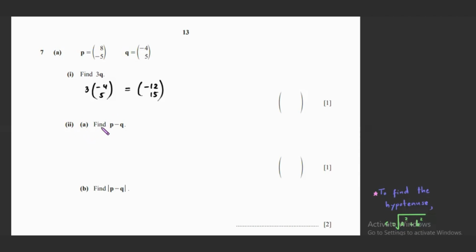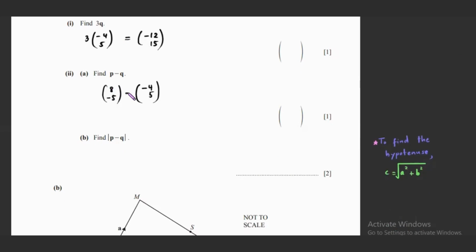Part 2a, find P minus Q. So from the column vector of P, which is 8, -5, I need to subtract the column vector of Q, which is -4, 5. So I need to do this subtraction. So the numbers at the top, it will be like 8 minus -4. So 8 minus -4 is the same as 12. Then we need to do -5 minus 5. So -5 minus 5 is equal to -10, which means the column vector will be 12 and -10.